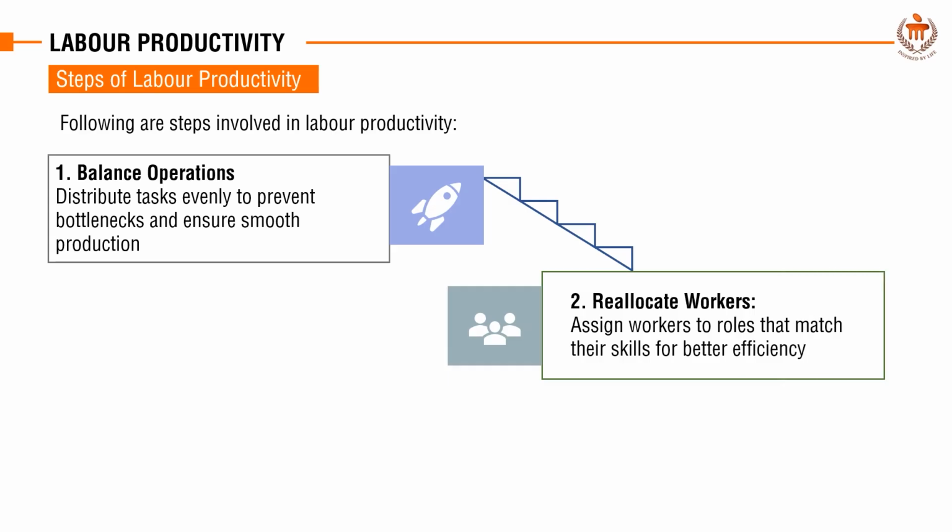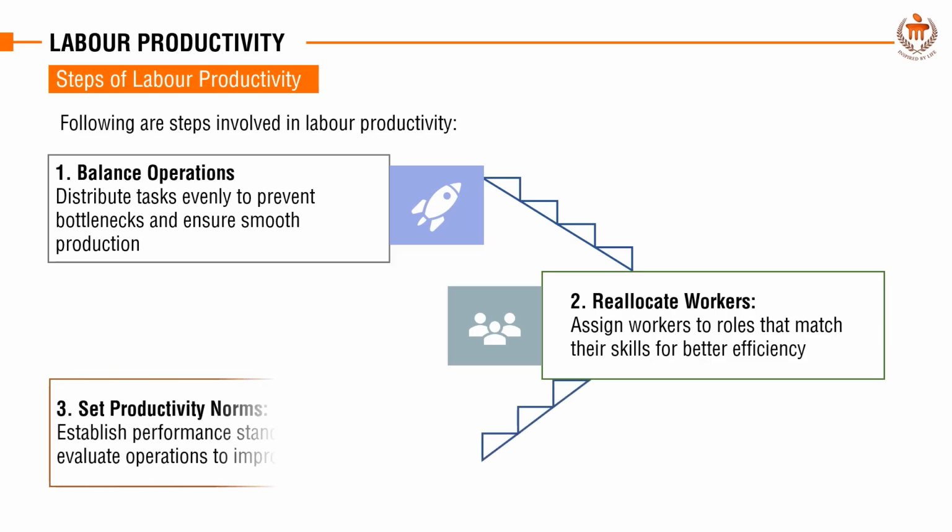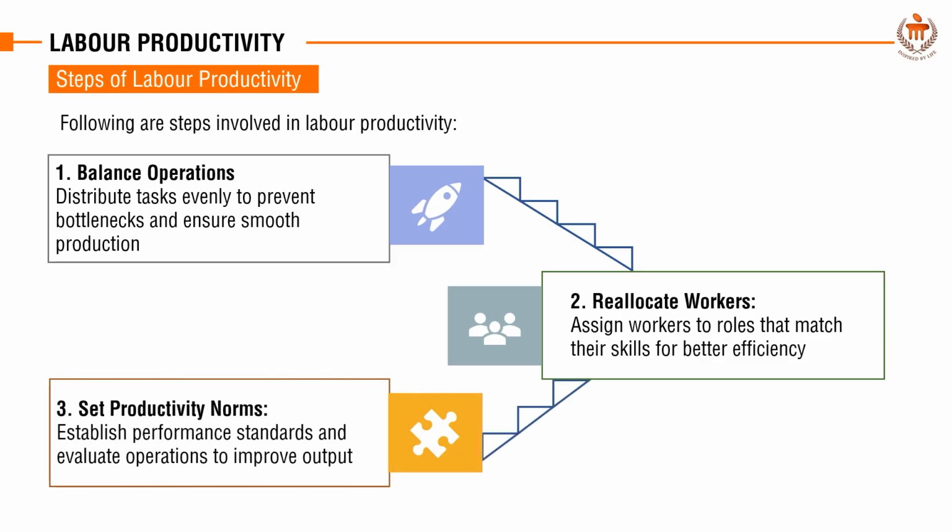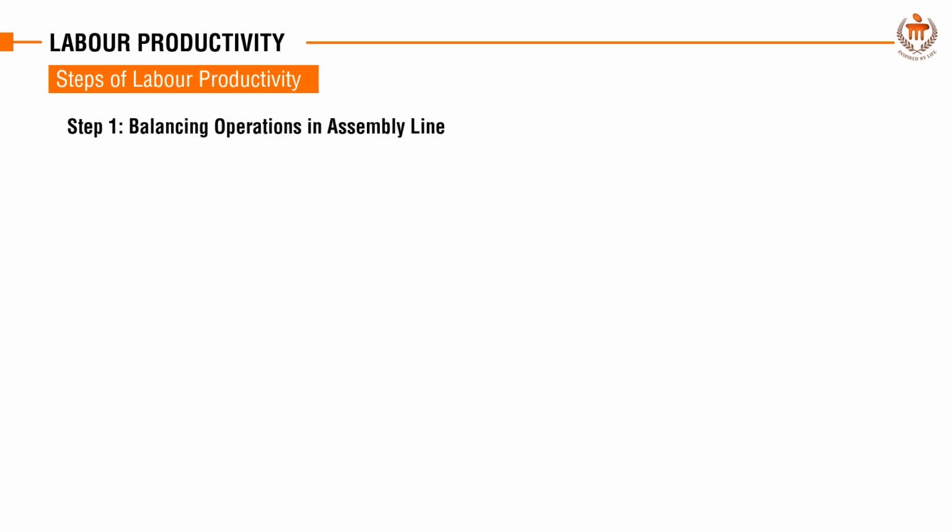Number two, reallocation of workers. This step focuses on strategically assigning workers to roles that best match their skills and capabilities, enhancing overall efficiency. Number three, setting up productivity norms and evaluation of production operations. Establishing clear performance standards and continuously assessing production processes to identify inefficiencies and improve output. Let's delve deeper into each step. Step 1, balancing operations in assembly line.